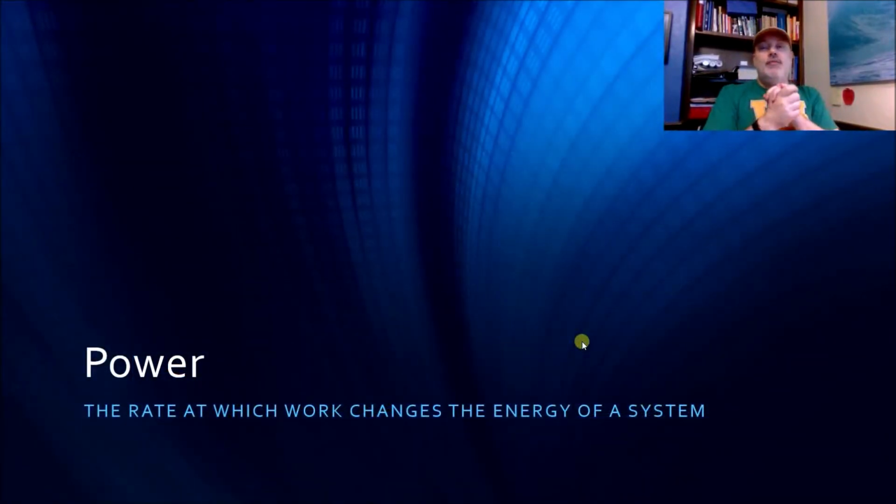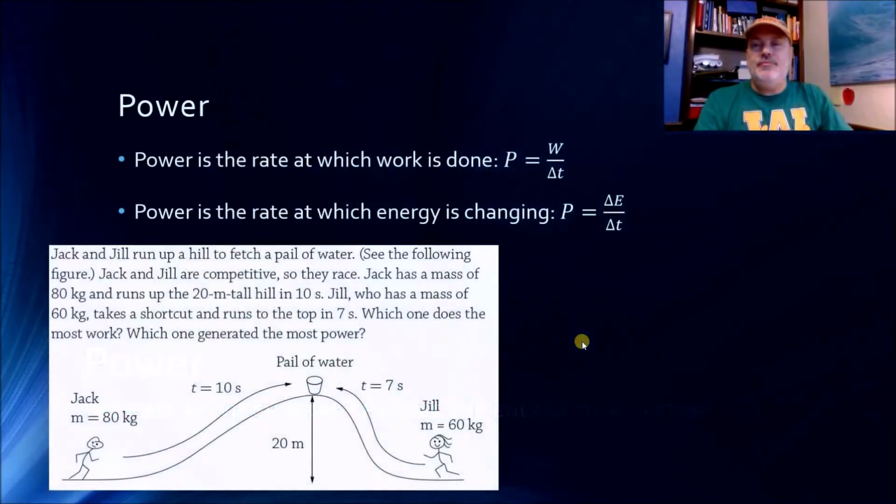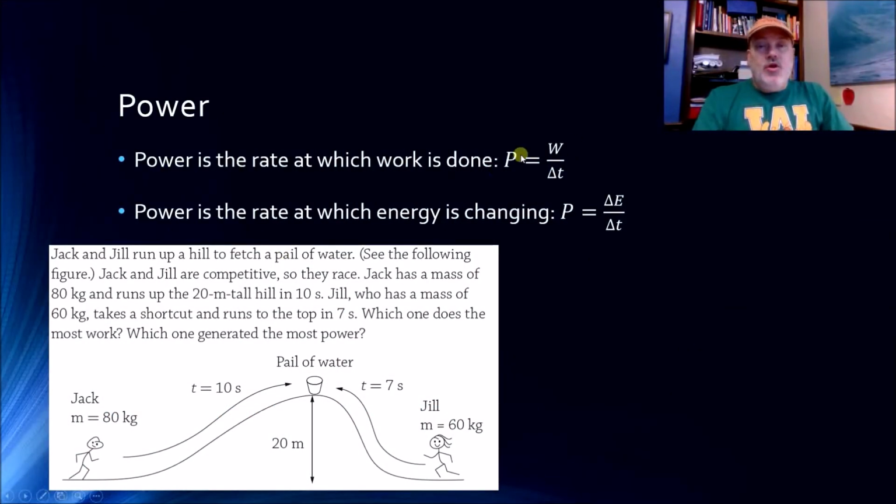All right, let's talk about power. Power is the rate at which work is happening, which also then means the rate at which the energy is changing for the system. So here we go. Power equals work divided by time. Power equals the change in energy divided by time.